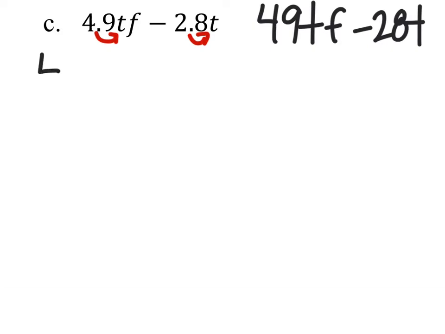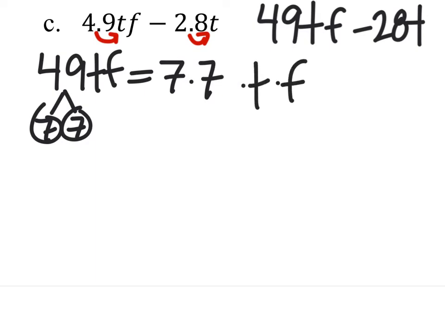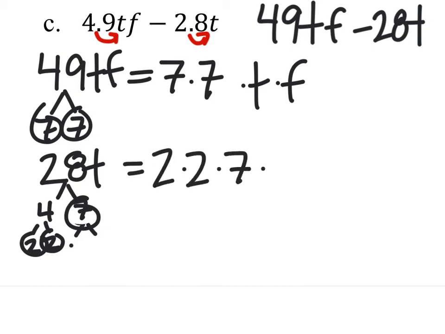All right, the first term is 49TF now. And 49 would split up into 7 and 7, which both are prime. So this ends up being 7 times 7 times T times F. And then the second one was 28T, which would split up into maybe you used 4 and 7, which would be 2 and 2, and 7 is prime. Wait, I said 8, didn't I? I meant 7. So 28T would be 2 times 2 times 7 times T.